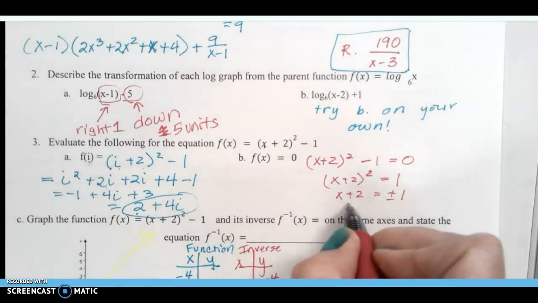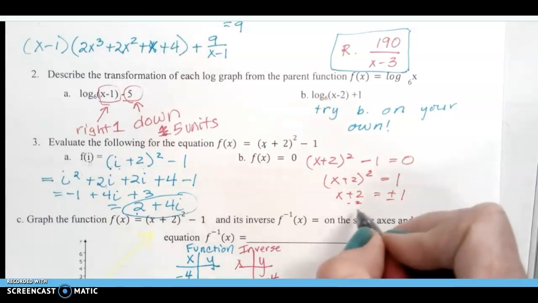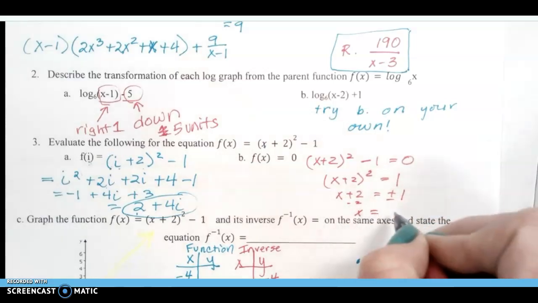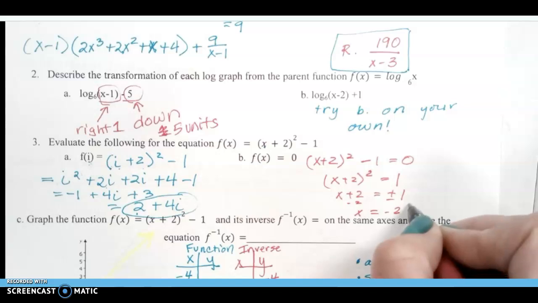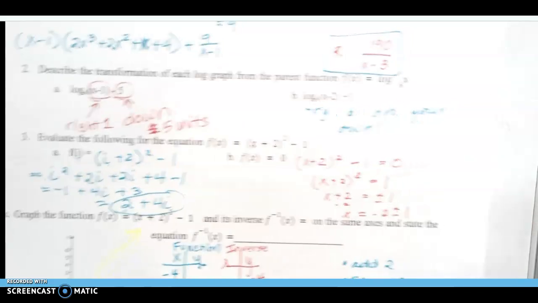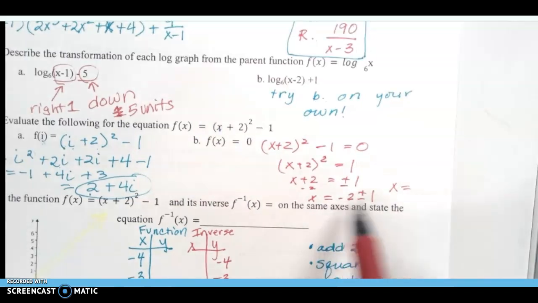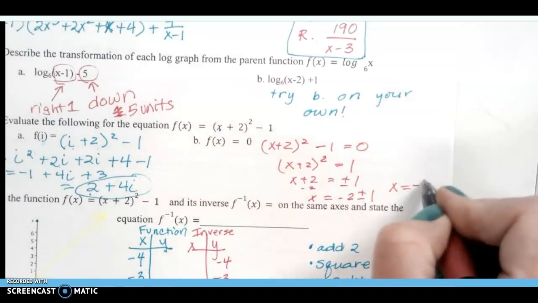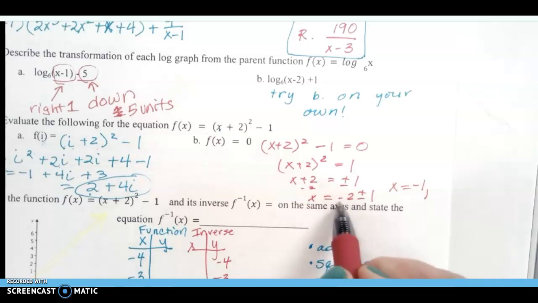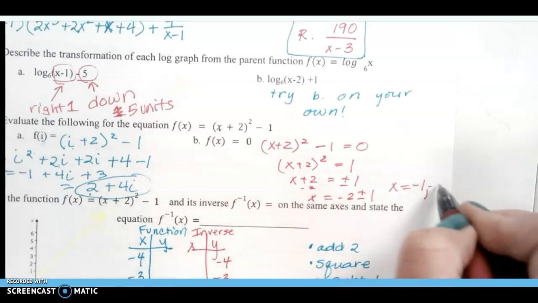Now we just want to subtract this 2 from both sides, so we get x equals negative 2 plus or minus 1. To get our final two answers, we take negative 2 plus 1, which is just negative 1, and then negative 2 minus 1, which is negative 3.